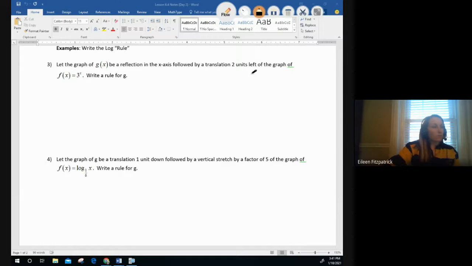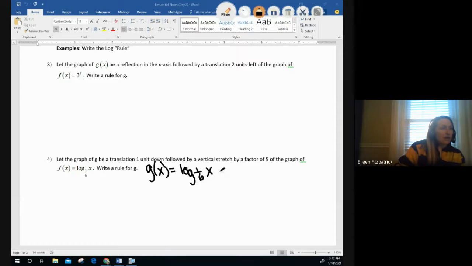And number 4, the last one, let the graph of g be a translation 1 unit down. Okay, so let's do that first. 1 unit down. So that means for g of x, it's going to equal log base 1/6 of x. And then 1 unit down, that means on the tail end, -1. All right. Then it says a vertical stretch by a factor of 5. So that 5 is going to go out in front. So you're going to have a 5 out in front, log base 1/6 of x minus 5.